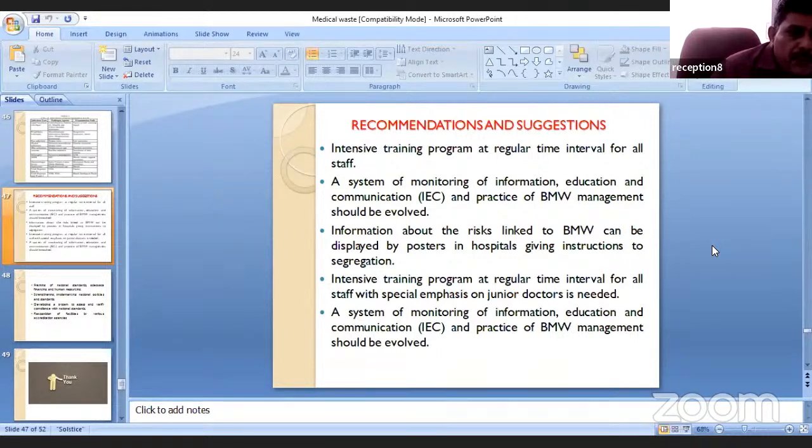So an intensive training program must be initiated at regular time intervals for all staff members, and a system of monitoring of information, education, and communication practice of biomedical management should be evolved. And also, about biomedical waste management, some posters should be displayed in hospitals and even research centers, medical industries and many places. And the intensive training program should be given at regular intervals.